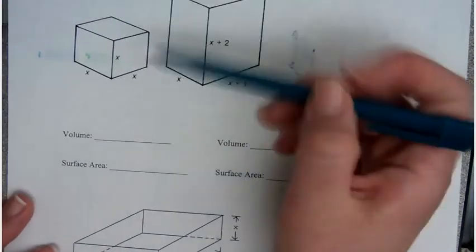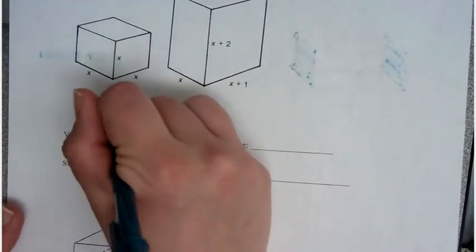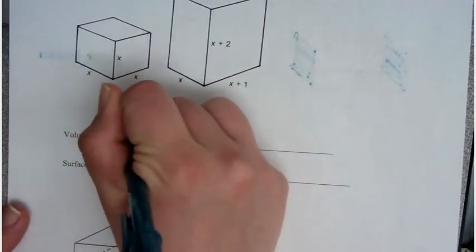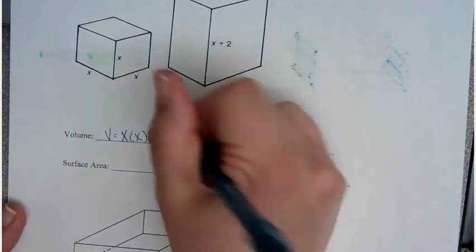So here it tells us that our length, our width, and our height are all x. So this means that our volume should be equal to x times x times x, which, as you guys know, gives us x cubed.